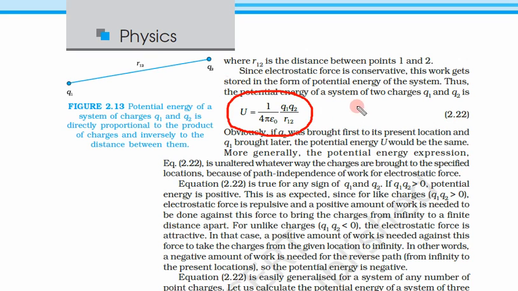So this was the potential energy of a system of charges. We have brought another charge, and the distance between them is R12. We will understand it more in the next example when we bring three charges, so it will be much clearer.